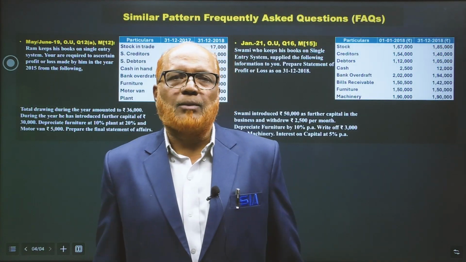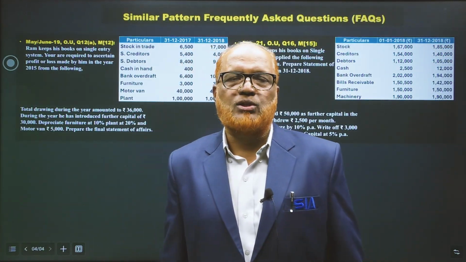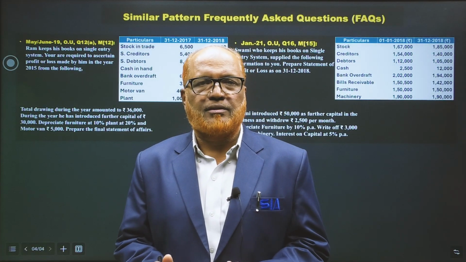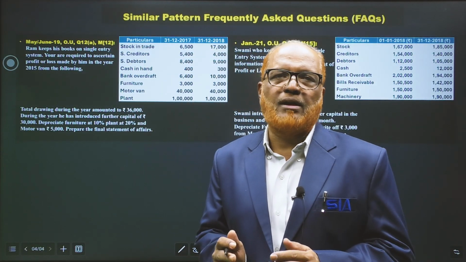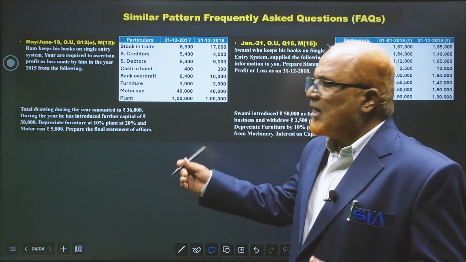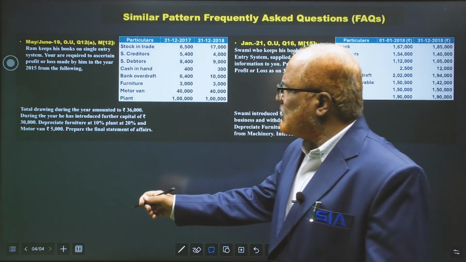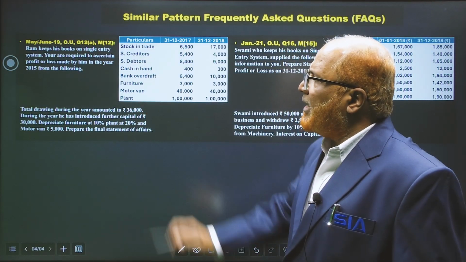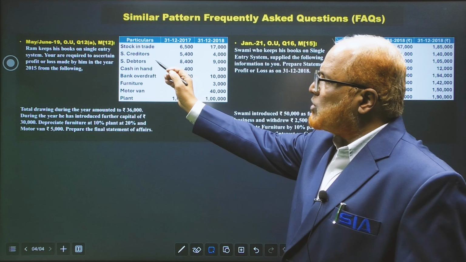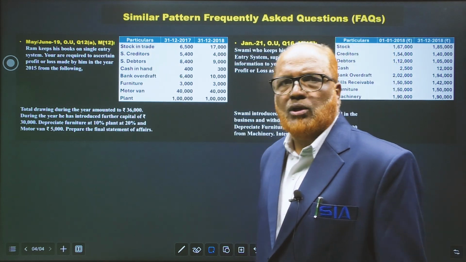Hope you understood the procedure of how to find out the profit or loss when the information is given regarding assets and liabilities. Similar type of problems had been asked in previous examinations. For your practice, you can see exactly similar type of problems here. It was asked in May, June 2019 for 12 marks. Ram keeps his books on single entry system. You are required to ascertain profit or loss.